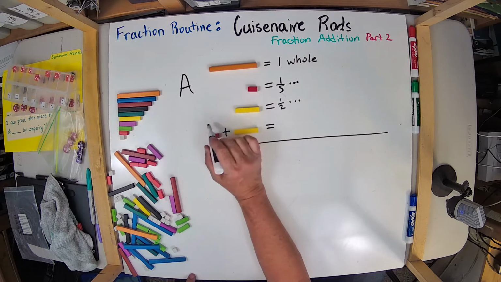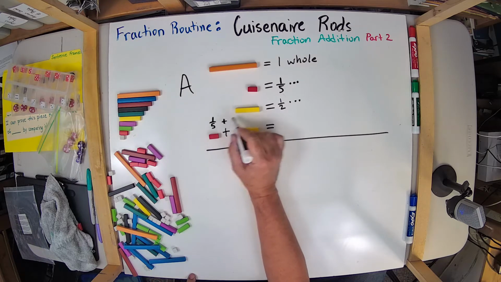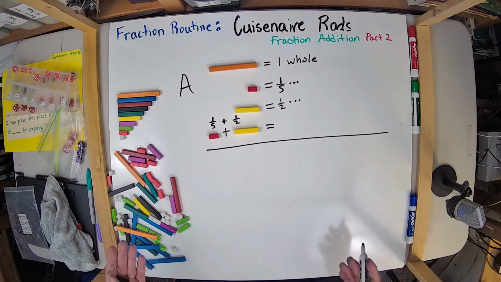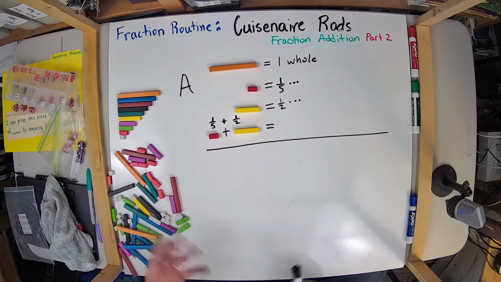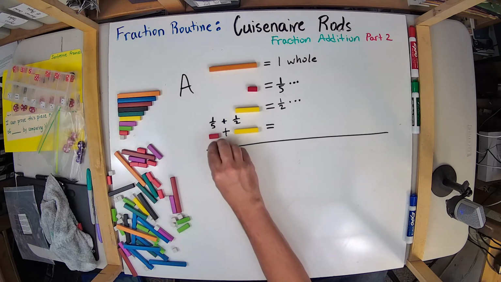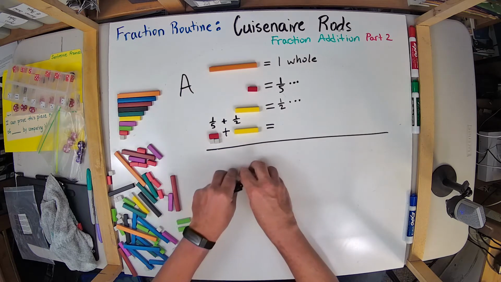Don't forget, this is 1/5 plus 1/2. Remember, now what do I do? In your normal routine, you would say, oh, I have to find a common denominator. And the way to say that is I have to get the same color blocks. And so remember that this one is 2 of those white blocks, and this one is 5 of the white blocks.